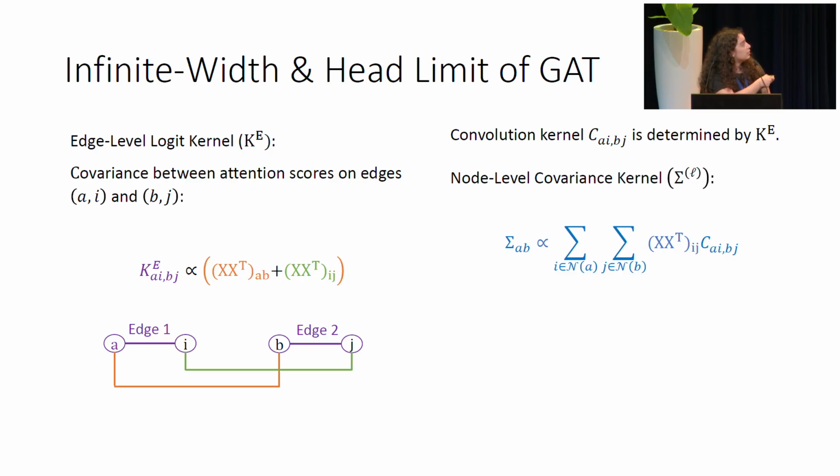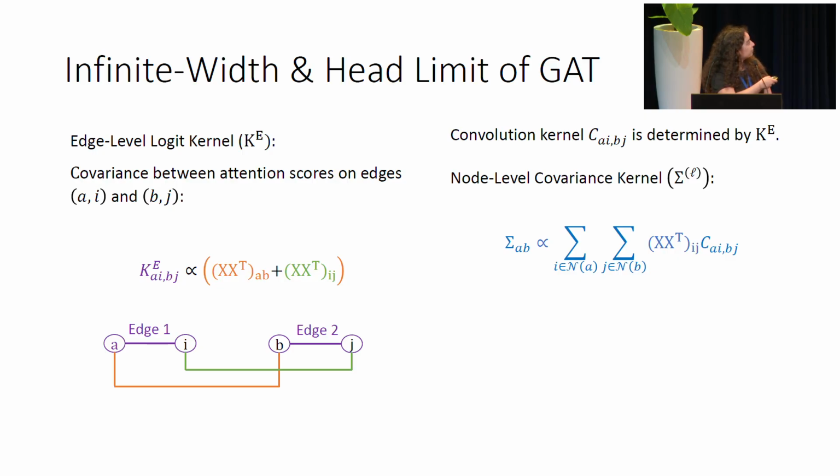And later, this edge-level logit kernel gives rise to the convolution kernel, which appears in the calculation of the node-level covariance kernel. So this one encodes the attention score between these two edges, and the kernel between nodes A and B will be proportional to the covariances between the nodes I and J, where I and J are neighbors of A and B, and this attention kernel is kind of scaling how important these two neighbors are for these nodes.